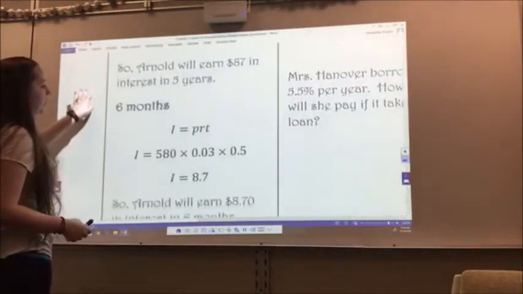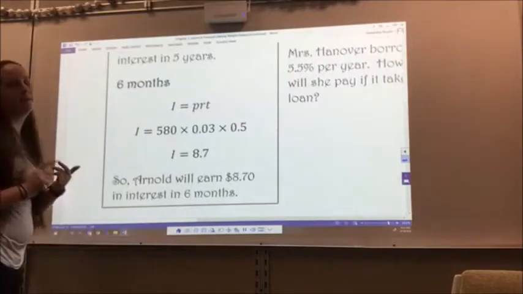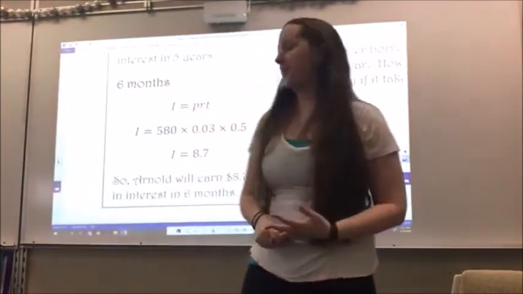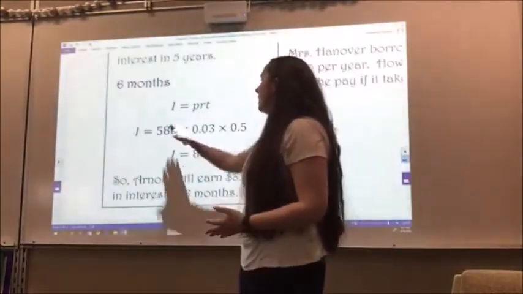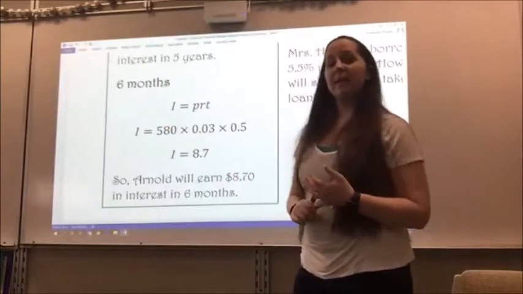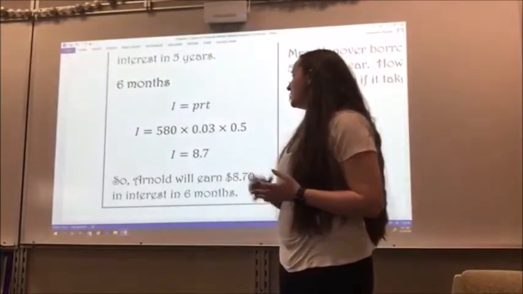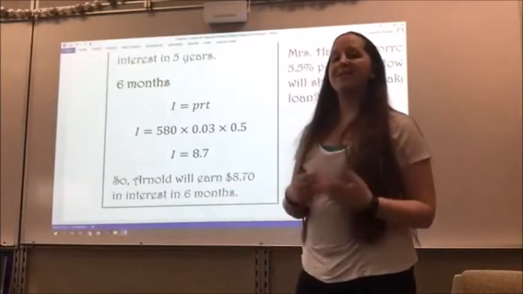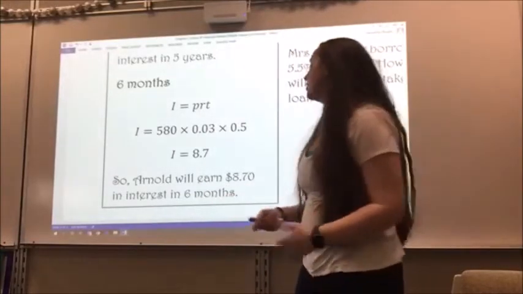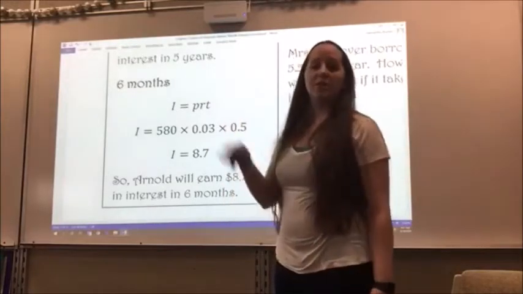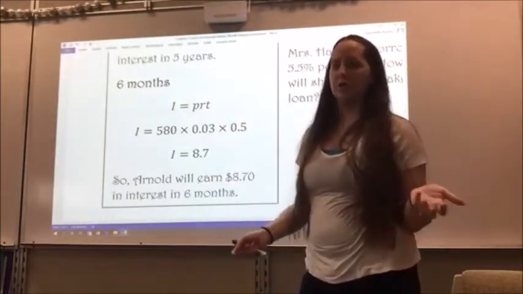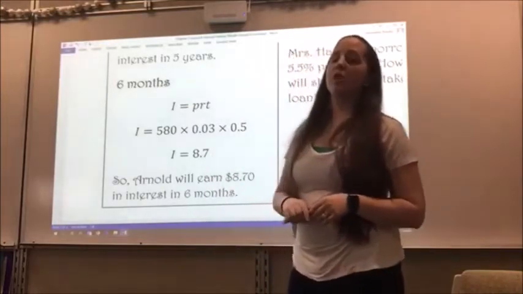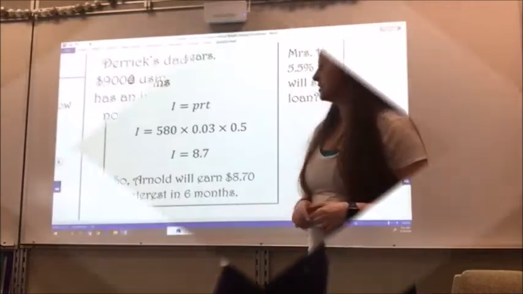Okay. The other one is 6 months. So again, same principal, same interest, different time. Okay, so I have $580, that's the principal amount that he's paid. 3% interest over 6 months, or 6 over 12. Remember, our time has to be in years. Okay, so 6/12, if I change that to a decimal, it's 0.5. You can also use a fraction. Okay, when I multiply it together, I get 8.7. So Arnold will earn $8.70 in 6 months.